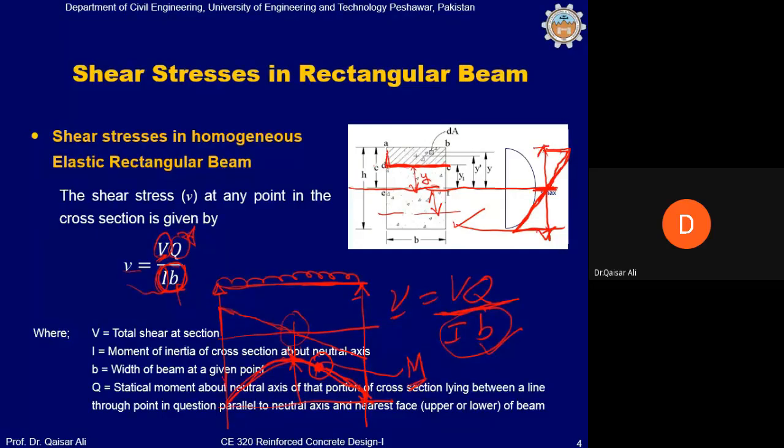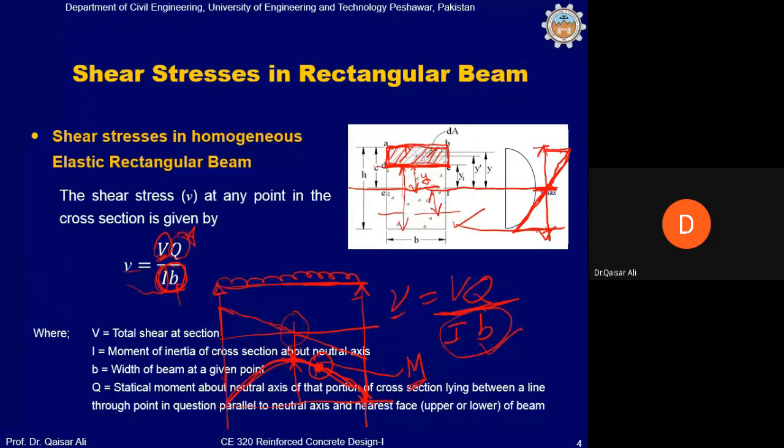Q is the statical moment of the area above the line at which the shear stress will be calculated, to the nearest face of the top or bottom of the section. The nearest face, this face, the bottom face is far from CD. The nearest face is the top face. This is the area, this area, H area.